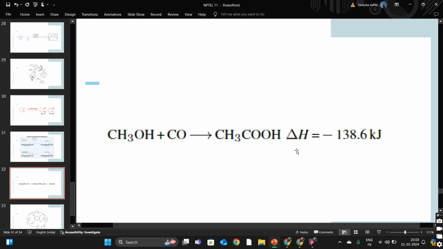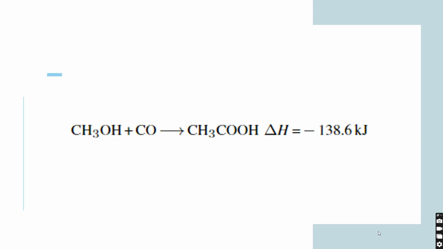Then we have this particular industrial process which is known as carbonylation of methanol for the formation of acetic acid. Okay, so this process is also discussed in the second lecture of this week, and this particular reaction is mediated by iridium metal complex. Okay, let us see how industrially acetic acid is synthesized using iridium metal complex starting from methanol and carbon monoxide.